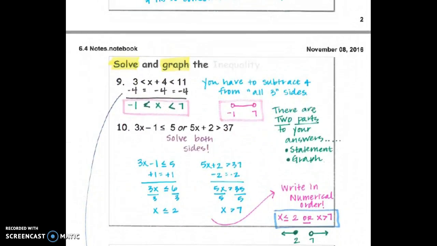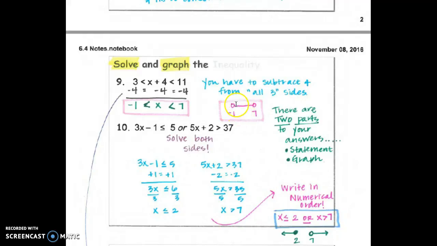Number 9, solve and graph. Notice, these are going to start putting objects together here, equations together with the inequality signs. This one is obviously going to be an and statement since x is trapped in the middle. So what you're wanting to do is you're basically going to subtract 4 from the middle, from the left side, from the right side, because in this and statement, whatever you do to the middle, you have to do to both sides as well. So we subtract 4 from the middle, from the left, and from the right. 3 minus 4 is -1, which is less than x, which is less than 11 minus 4, which is 7.